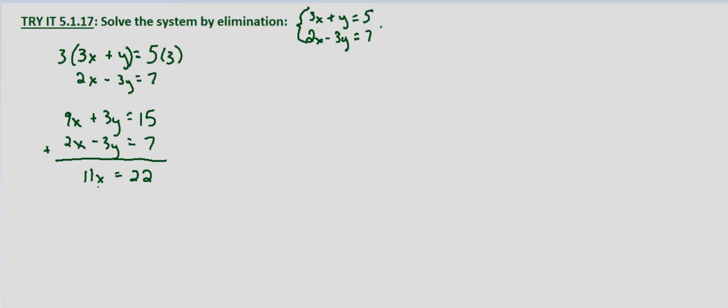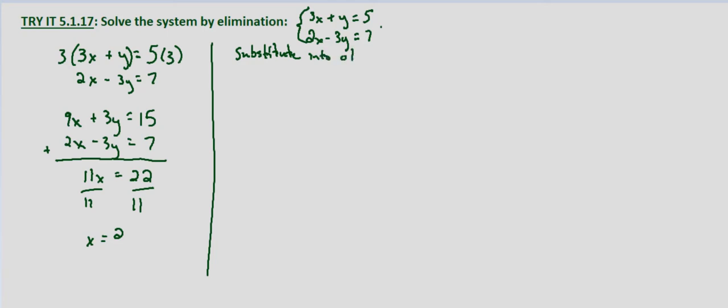Now we divide both sides by 11, and we get x equals 2. Now we substitute x equals 2 into our second equation, the one that we didn't multiply by. So substitute into the other equation. Technically we can substitute into both equations, and that's what I'll do here to check. But we want to start with the equation that we didn't manipulate first, the one that we didn't multiply by.